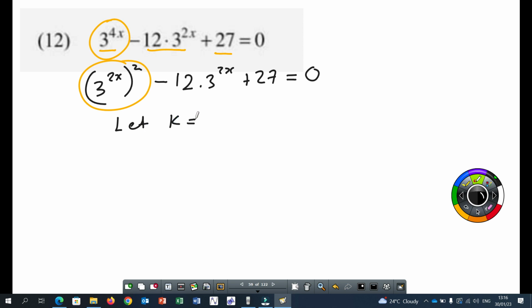So let k equal to 3 to the power of 2x. It means the question becomes easy, because that's what I'm trying to emphasize. So we end up having k squared minus 12k plus 27 equals to 0. Now we are in grade 9. Once I write this exponential equation in terms of k, I'm moving downwards from grade 11 to grade 9. Not 10. 9.